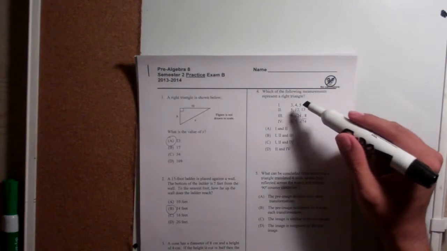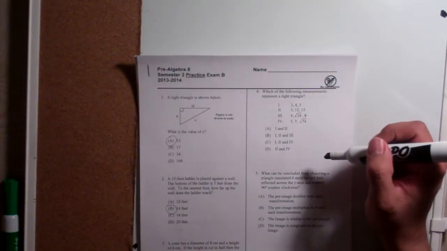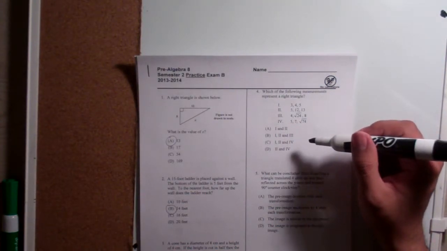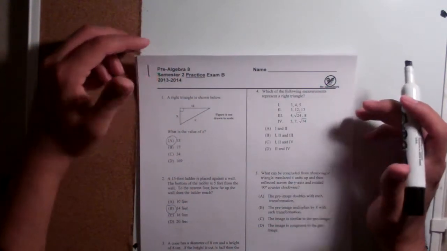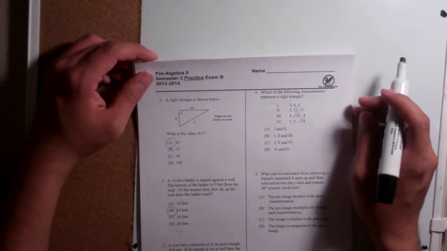Number 4 gives us 4 sets of numbers, and it's asking us which ones represent a right triangle. Okay, a right triangle meaning that we can test this. We can test this using the Pythagorean theorem.